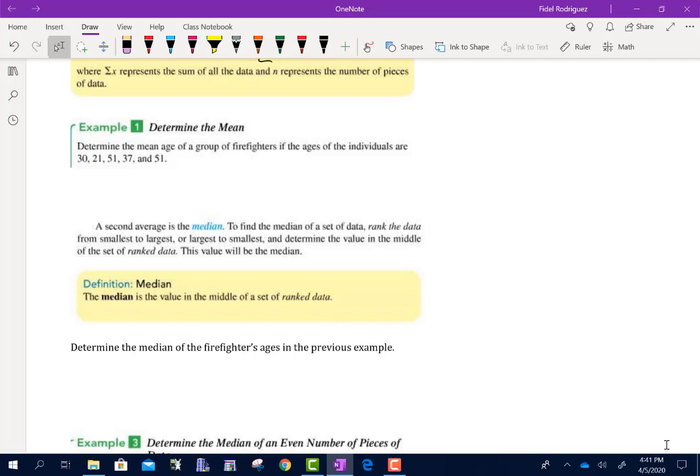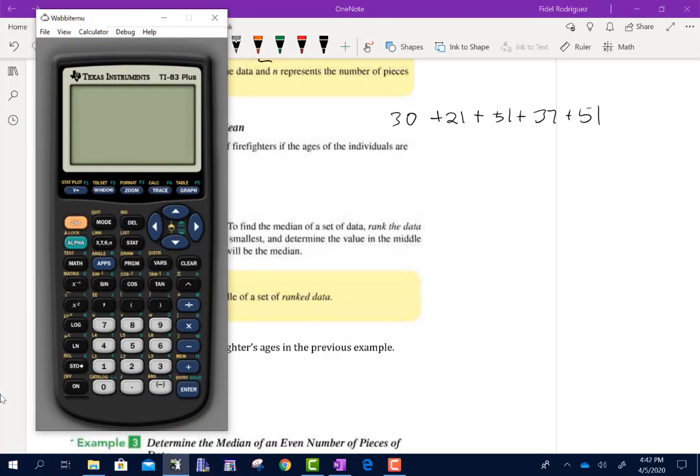Determine the mean age for a group of firefighters if the ages are 30, 21, 51, 37, and 51. Okay, so just like I've done before, I'm going to go ahead and grab my calculator here. Let's turn this guy on. Clear it. Okay, so we're going to go 30 plus 21 plus 51 plus 37 plus another 51, okay?